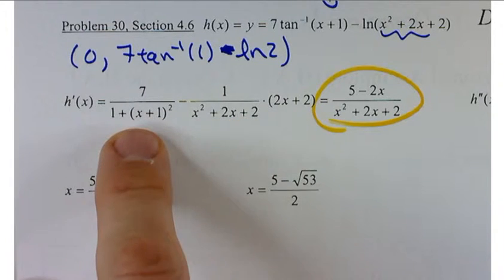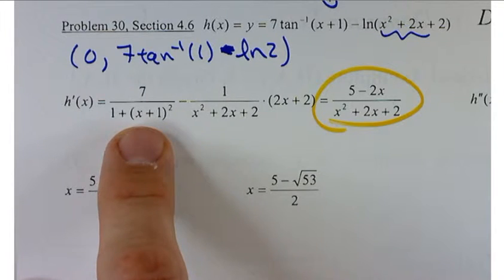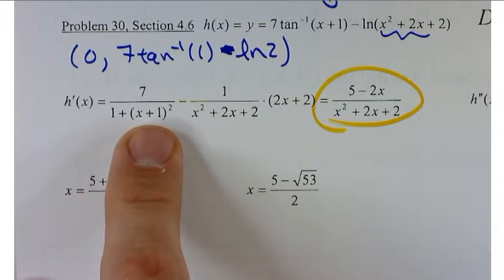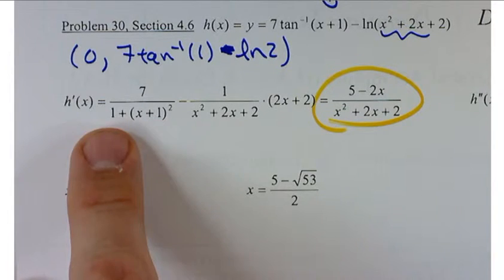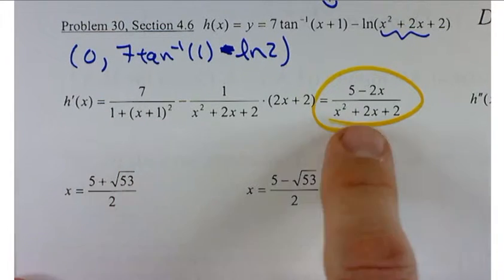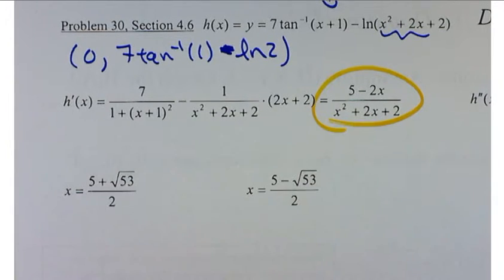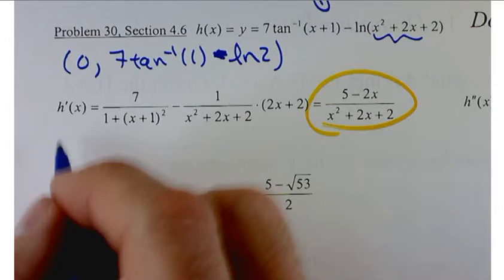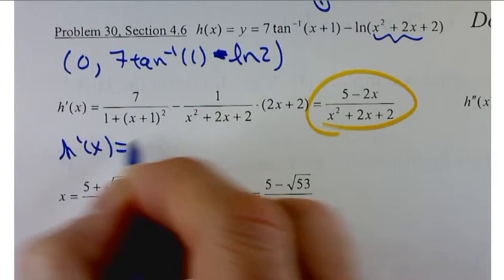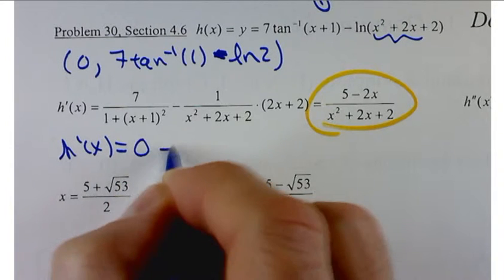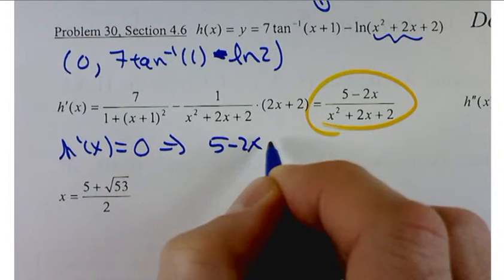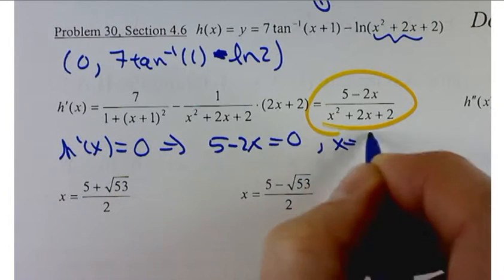This can never be 0, because you have something squared, which is going to be positive or 0, and then you're adding 1. So it's always going to be greater than or equal to 0. So the denominator can't equal 0. But how about the numerator? h prime of x equals 0 really means that 5 minus 2x equals 0, or x equals 5 over 2. So let's put that down here.